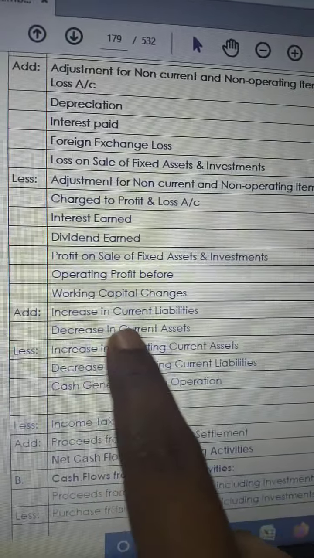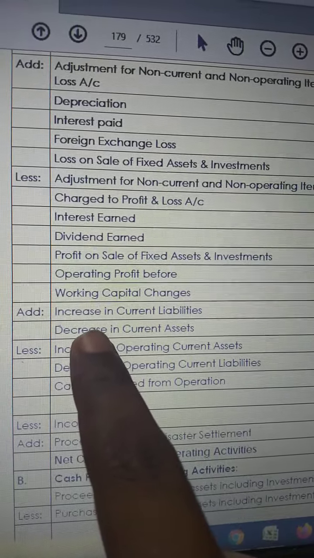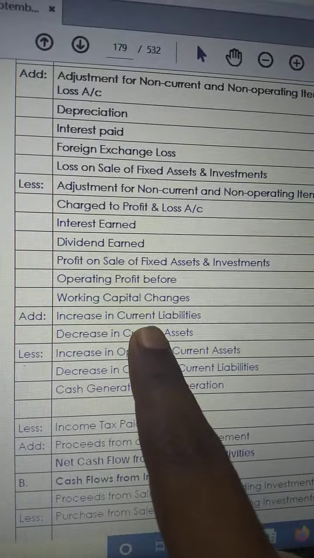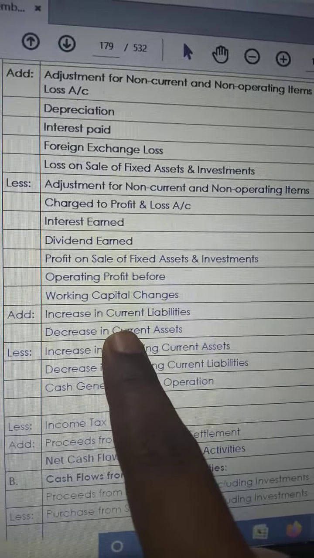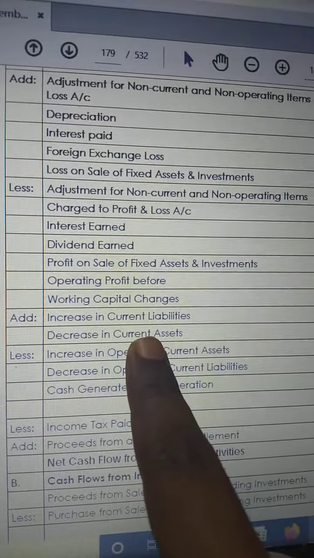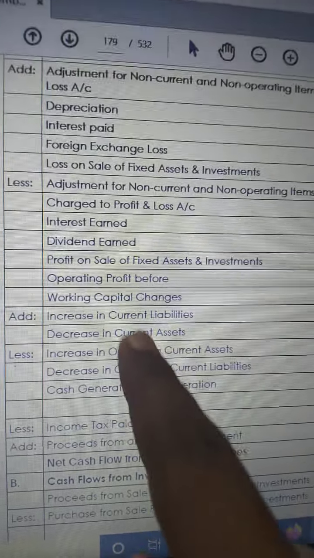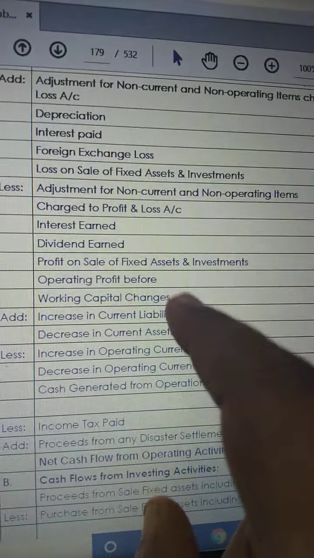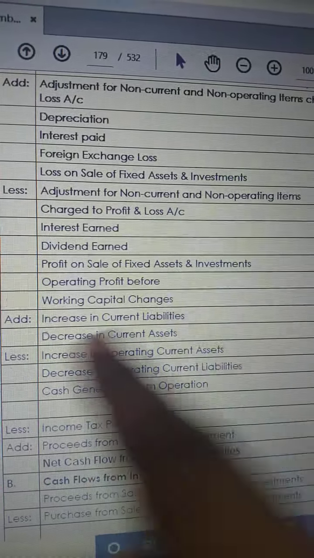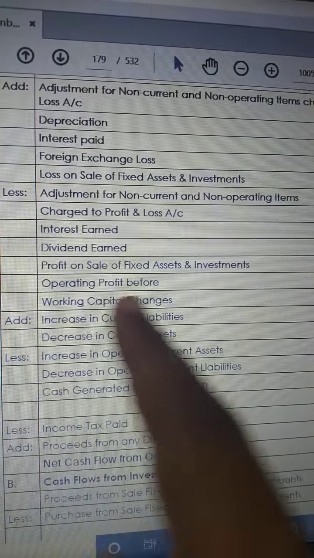For example, assume decrease in current asset should be added. Why is it added? Take debtors. Previous year debtors is 200 rupees. Present year closing balance is 100 rupees. What is the difference? 200 previous year, this year only 100. Whether increase or decrease? Decrease in current asset, because previous year it is 200 but this year only 100.